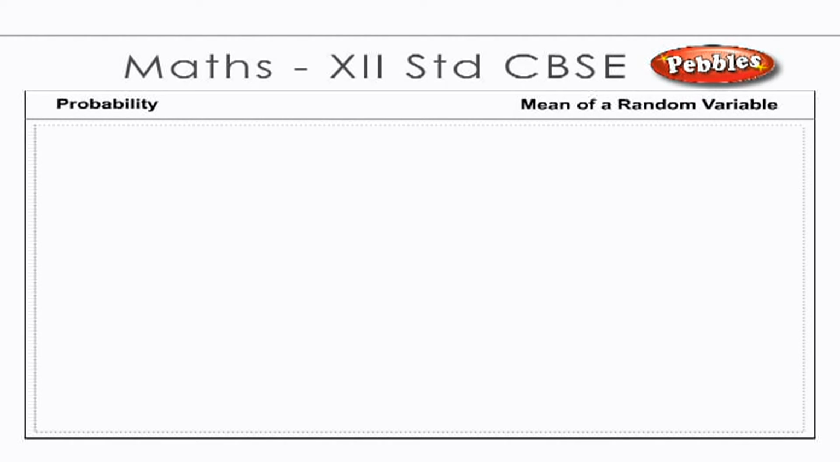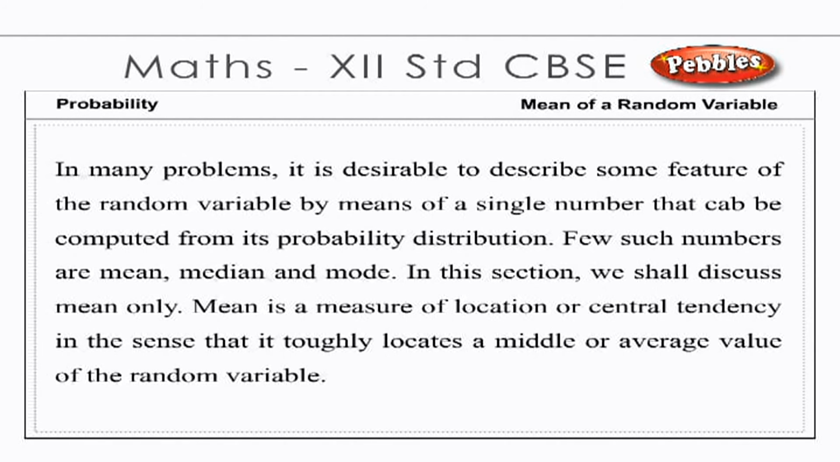Mean of a random variable. In many problems, it is desirable to describe some feature of the random variable by means of a single number that can be computed from its probability distribution. Few such numbers are mean, median, and mode. In this section, we shall discuss mean only.